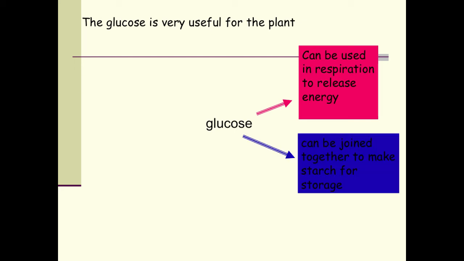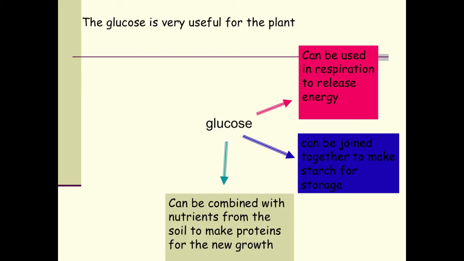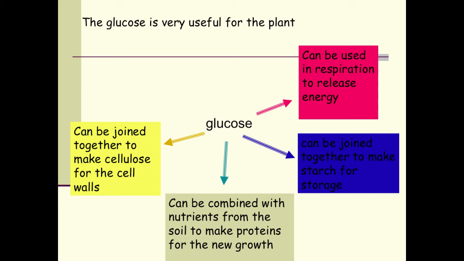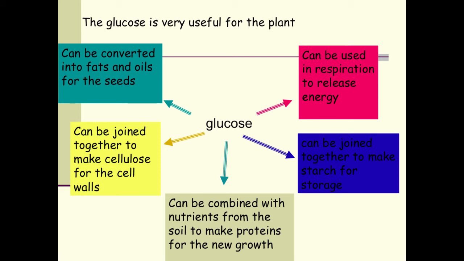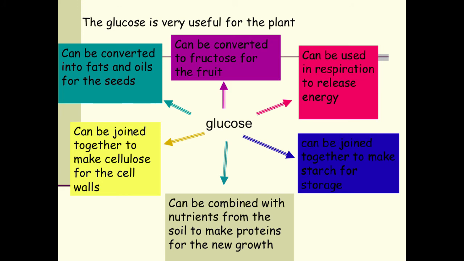They can be joined together to make starch for storage, which is their food. Don't forget their starch is their glucose. Can be combined with nutrients in the soil to make proteins to help them with new growth. Can be joined together to make cellulose to help with the cell wall to provide support. Plants need to be very strong to push the little seedlings all the way through the dirt and able to grow upright. And the cell wall helps with this. And it can be converted into fats and oils, which we normally find for all of our seeds. And the last thing is glucose can be converted into fructose, which is the sweetness that we find in fruit.